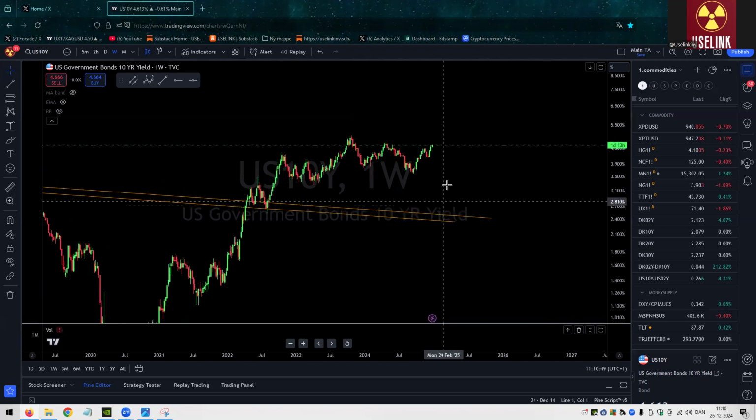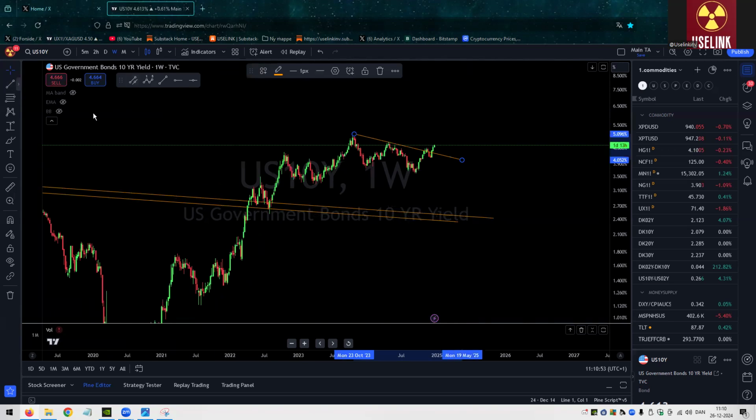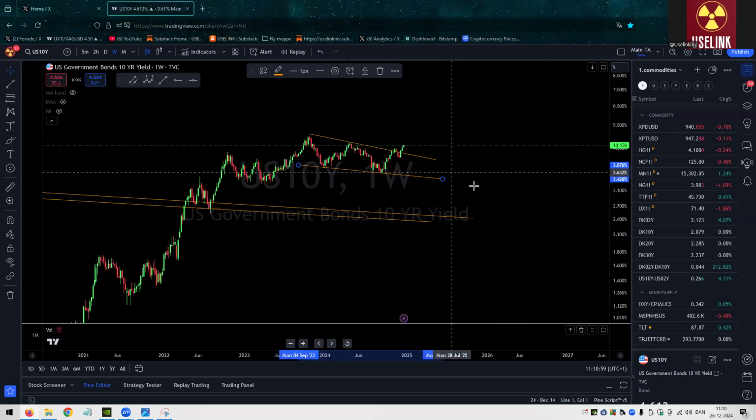However, it could be that we will not go down to here, and actually we are having a teeny weeny bull flag breakout here. Remember, this is only 1 year, so this is only 1 year out of like 50.